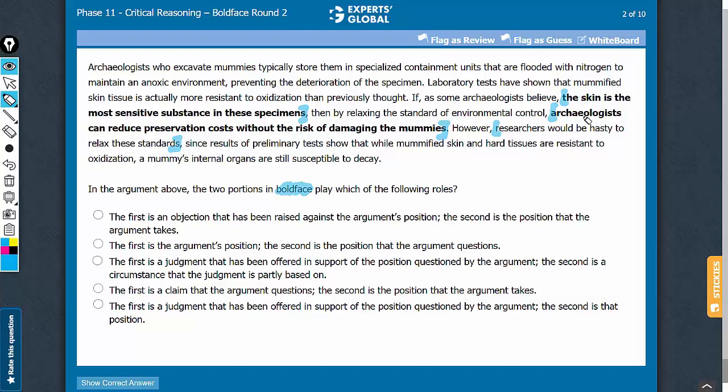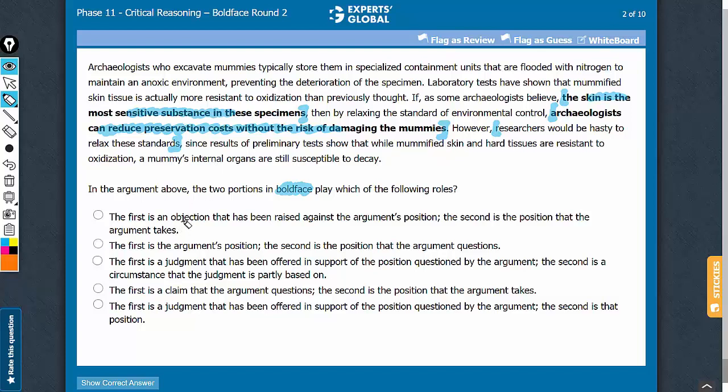Our broad expectation is that the second boldface is a judgment that the argument is against, and the first boldface here is a consideration that supports the second boldface, and therefore the first boldface is a consideration that supports the judgment that the argument is against. In simple words, the first boldface supports the second boldface, and the argument is against the second boldface. So with that groundwork, let's look at the answer choices.